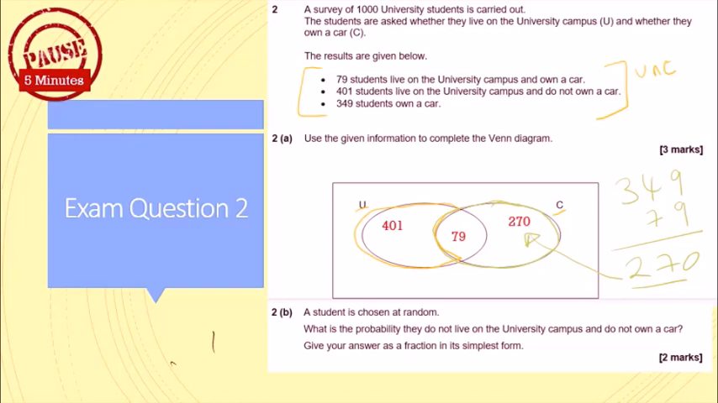And lastly, there are 1,000 students altogether. So the total of the 3 circles minus from 1,000 would give me 250. So you can do a check. If you add up those 4 numbers, it will give you the total of the students in the survey, which is 1,000.